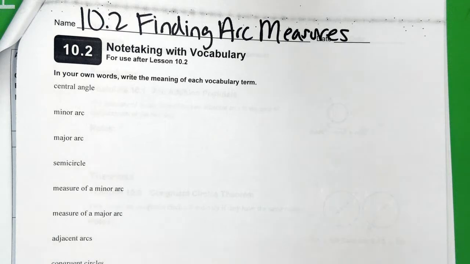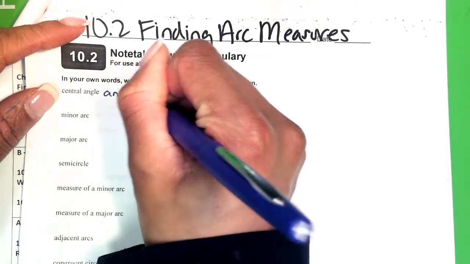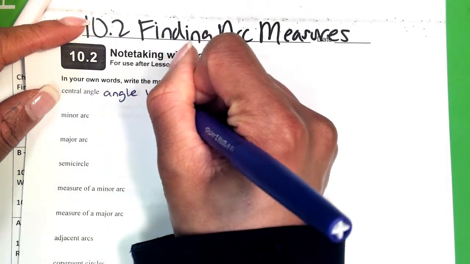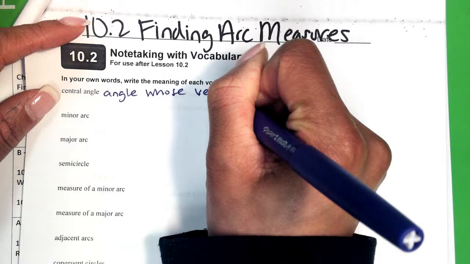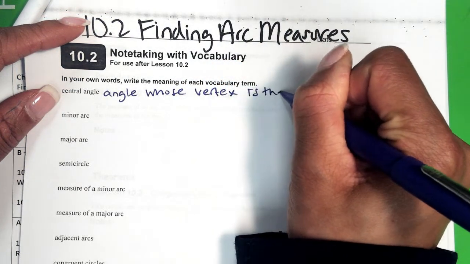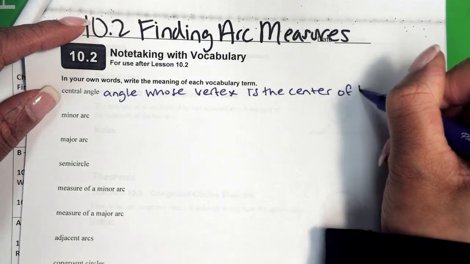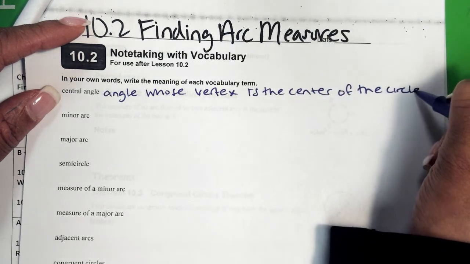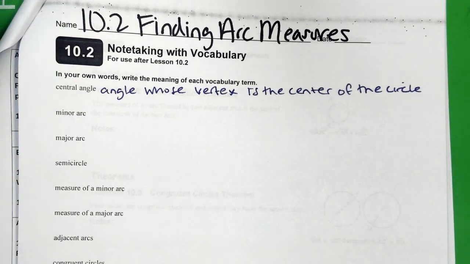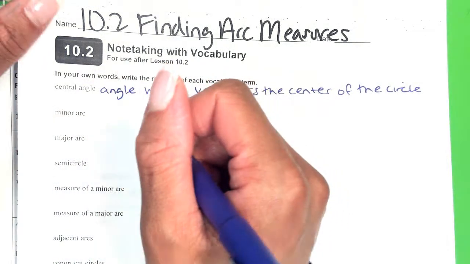So our first definition is a central angle. And this is an angle whose vertex, or the center, of the circle. So a central angle is an angle whose vertex is the center of a circle. So vertex and center, they mean the exact same thing.